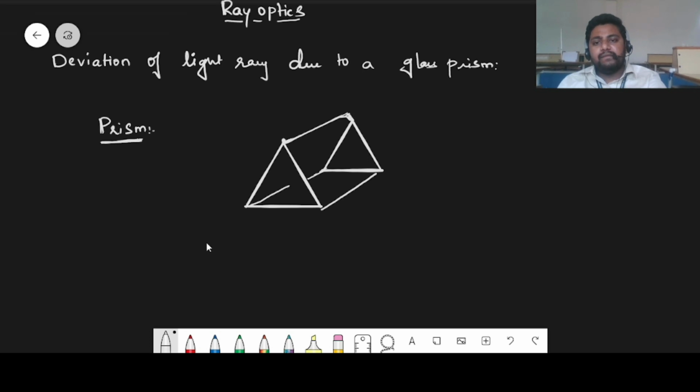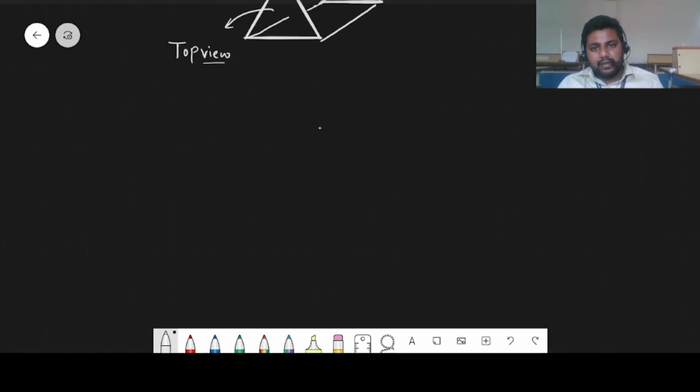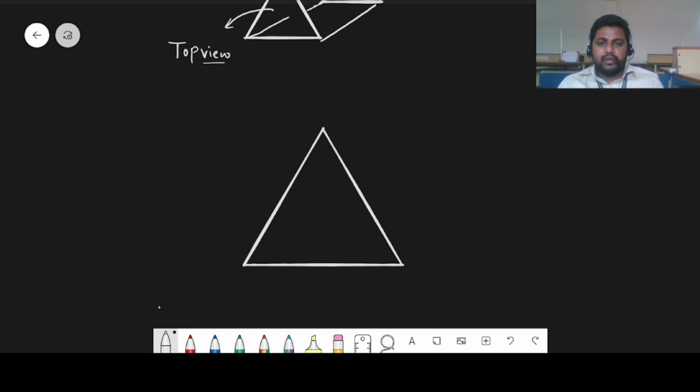Now if we are allowing a light to pass through it, let's say we are seeing it from the top view. If I draw that top view, I can draw it like this. This is the shape of the prism that I will be getting. This is called the angle of the prism. A is called the angle of prism. Angle of prism is nothing but the angle between the two refracting surfaces which are involved in the refraction.